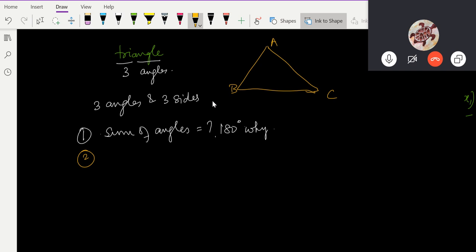Correct. So they can be greater than or equal to. Right? Okay. So the sum of two angles will be greater than or equal to the third angle. Correct? Yes.